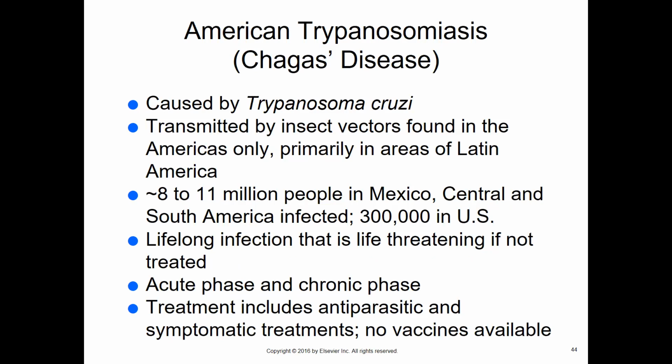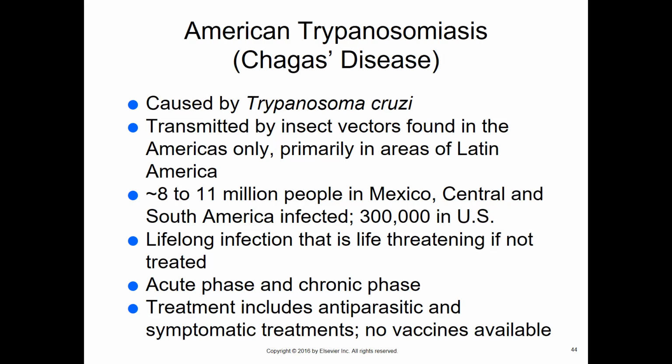Chagas disease, this is referred to as American trypanosomiasis, and it's caused by Trypanosoma cruzi, a flagellated protozoa, and it's transmitted to humans and other mammals through insect vectors that are found only in the Americas. So like Latin America, and usually the ones that have a lot of poverty.